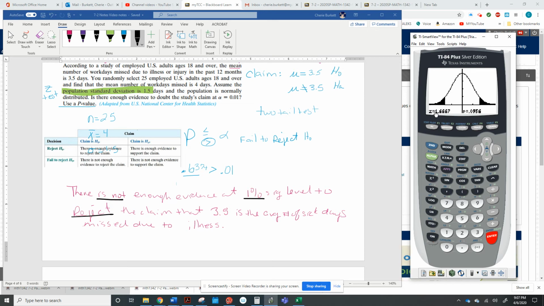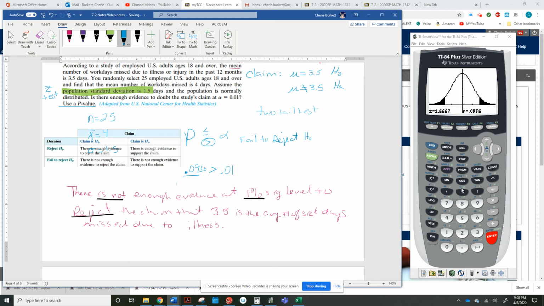So the z value this time is 1.67. The p value is 0.0956. Okay, so I need to adjust this. This one was wrong, but I don't think it's going to change my answer. The p-value is really 0.0956. This thing right here is still bigger than this one, so I'm still going to fail to reject.